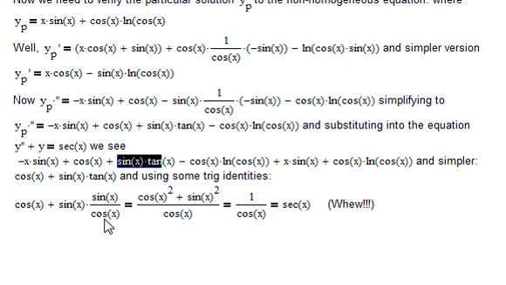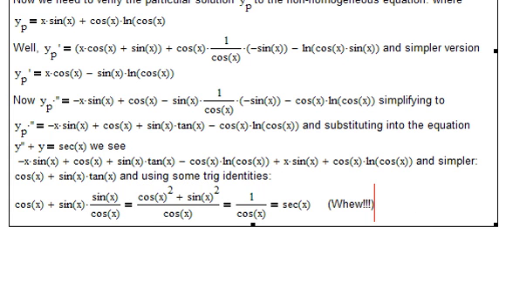But now, wait. Tangent x is sine over cosine, and if we find a common denominator of cosine of x, this would be cosine squared of x plus sine squared of x, all that over cosine of x. And cosine squared of x plus sine squared of x is equal to 1, and 1 over cosine x is equal to secant x. Therefore, we verified that yp is a solution. Great.